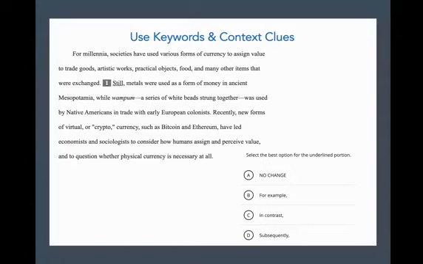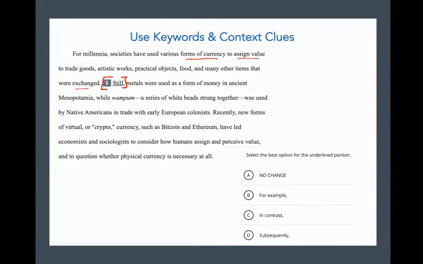Let's try one more example to finish up. Select the best option for the underlined portion. I can see transition words once again. Let's go back to the paragraph. Let's find the transition. Let's block it off. Let's go to the ideas just before. For millennia, societies have used various forms of currency to assign value, to trade goods, artistic works, practical objects, food, and many other items that were exchanged.